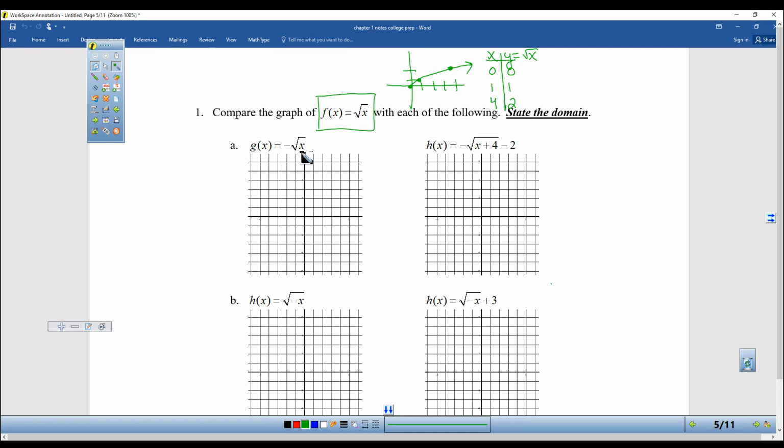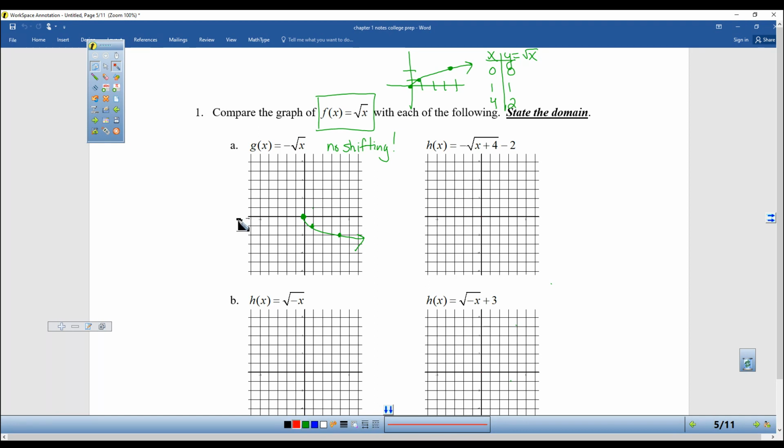So on this one, there's no shifting. It hasn't gone left, right, up, or down, so it's still 0, 0. But it is negative. So instead of going up 1, 1, I'm going to go down. And instead of going to 4, up 2, I'm going to go to 4, down 2 like that. And that would be negative. And again, the technical name for it is to reflect over the x-axis.